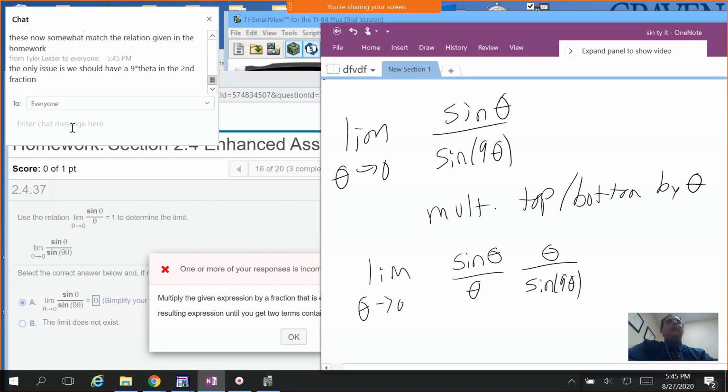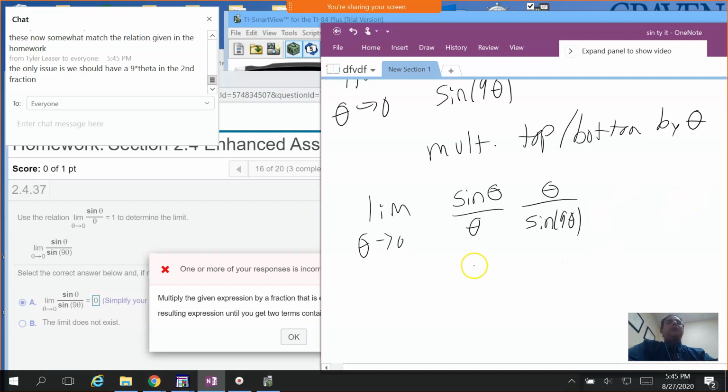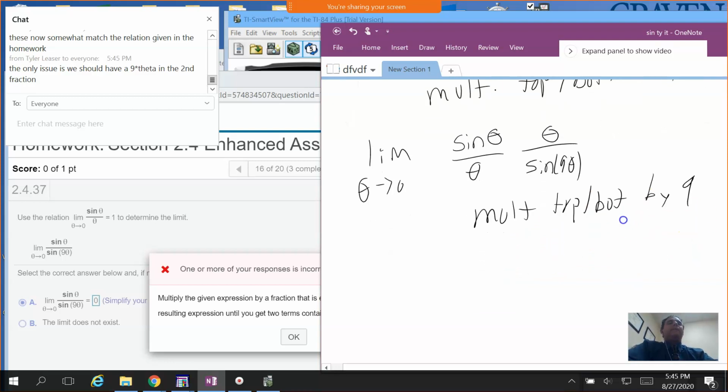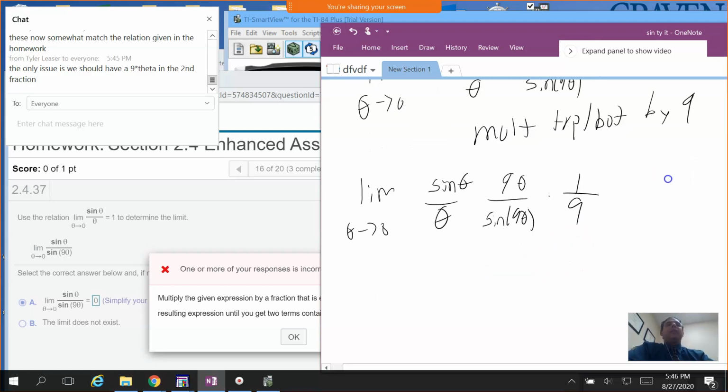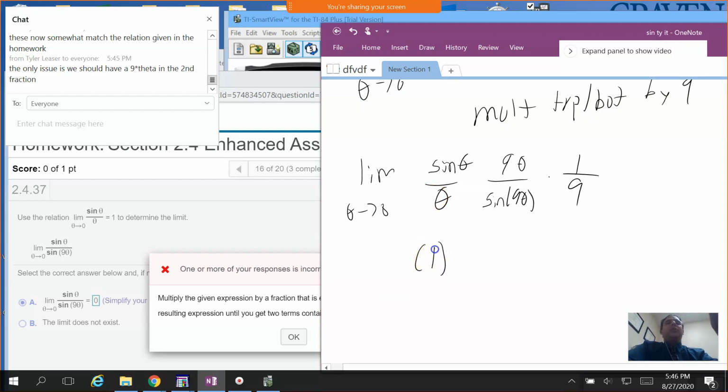We can put a 9 up top if I just multiply and divide by 9. So here we're going to multiply top and bottom by 9. Then I get the limit as theta goes to 0. We still have sine theta over theta, which we're just going to leave alone. But this one I'm going to write as 9 theta over sine of 9 theta, and I'm going to have an extra 1/9 floating around. Now, this is going to go to 1 from the relation over here, and this is going to go to 1. But then I have this extra 1/9, so all in all, this goes to 1/9.